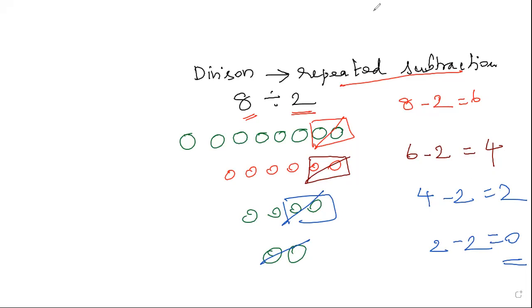How many times we have subtracted gives our quotient. So how many times have we done the subtraction? 1, 2, 3, 4. 4 times we have done the subtraction. So our quotient is 4. And there is no leftover after the subtraction, so our remainder is 0. The number of times we subtract should be counted as our quotient. So our quotient is 4 and the remainder is 0.